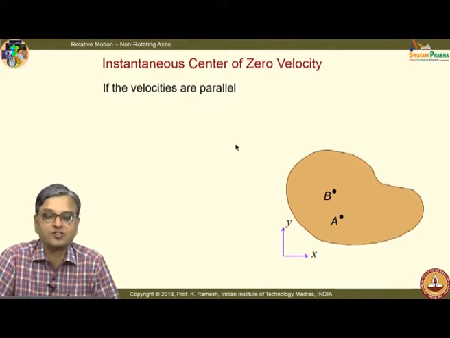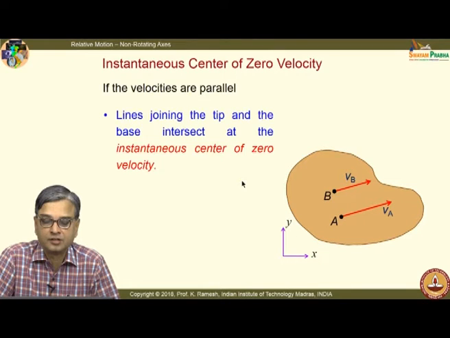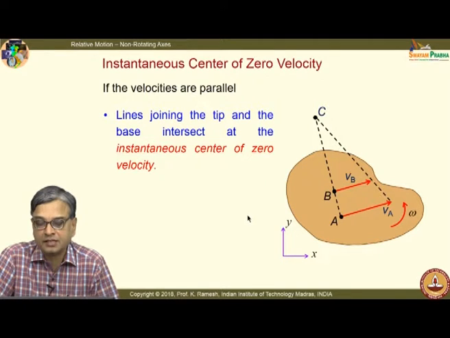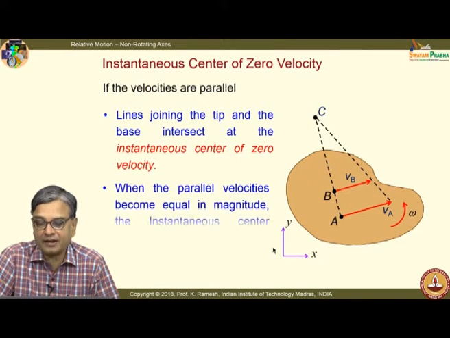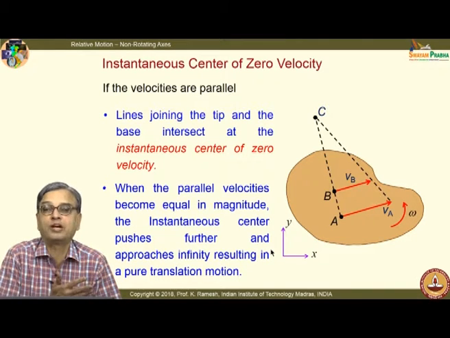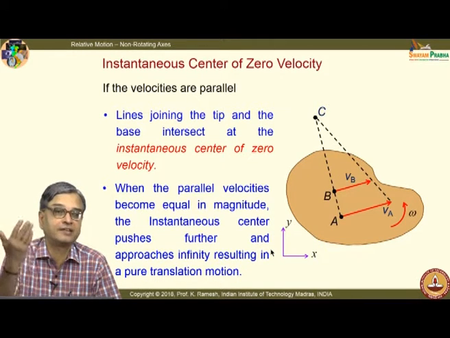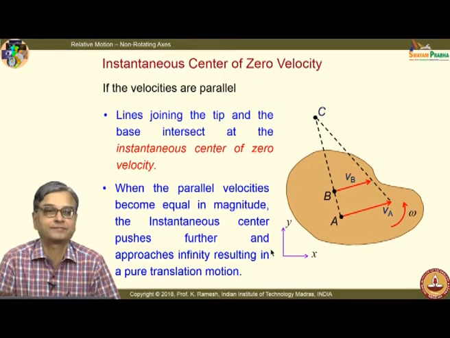Suppose the velocities are parallel and of non-equal magnitudes. How do I find the instantaneous center? You have to draw a line joining the tips and the base. Okay, they will intersect and form the instantaneous center of rotation. And suppose these velocities are parallel and equal. Obviously, the body does not have a rotation, it meets at infinity, it has only a translatory motion.